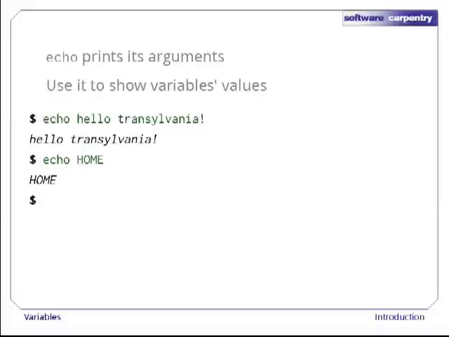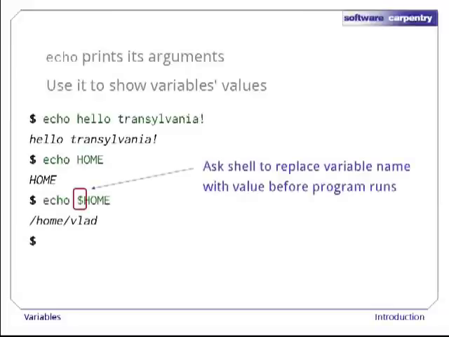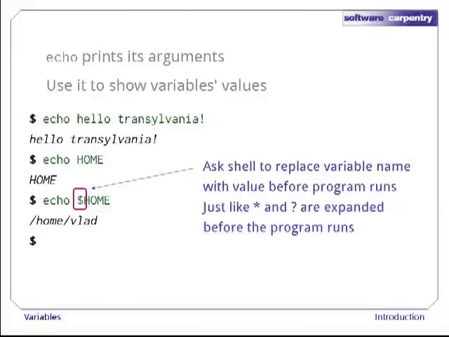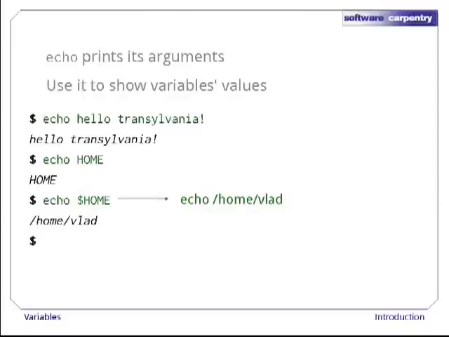Let's try this instead, echo $HOME. The dollar sign tells the shell to replace the variable's name with its value. This works just like wildcards. The shell does the expansion before running the program we've asked for. Thanks to this expansion, what we actually run is echo /users/vlad, which shows us the variable's value.